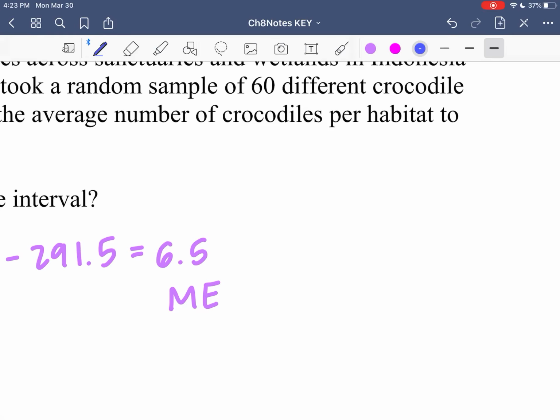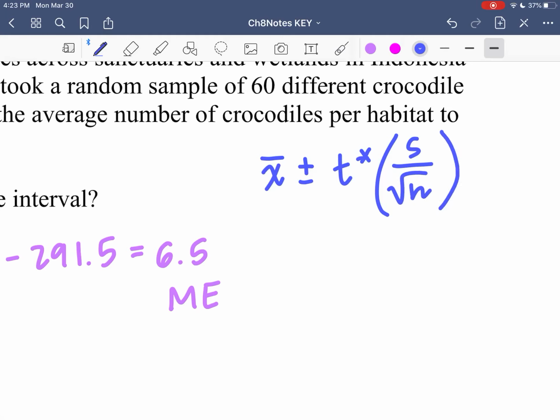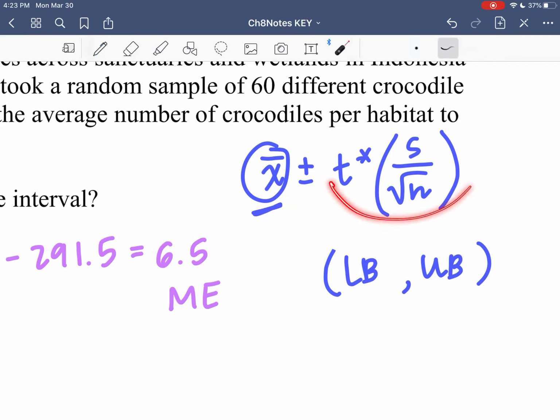Remember our formula is x bar plus or minus t star times s over square root of n. So we just found x bar because we knew our upper bound, we knew our lower bound, and we know that when we take our x bar and subtract our margin of error, we get our low bound. When we take our x bar and add our margin of error, we get our upper bound. So our x bar has to be directly in between these two things. That's why we averaged those bounds together to find the middle. Remember, this last part here is our margin of error.